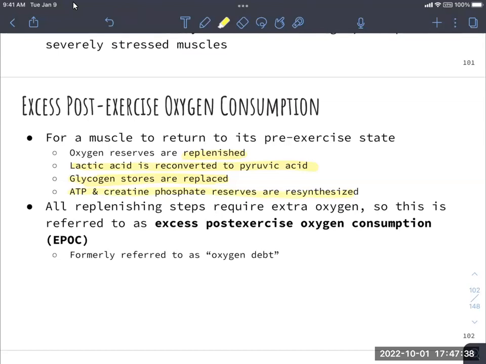And they require oxygen. So that's why you're breathing heavier after you finish an exercise until you get back to that normal pre-exercise state. It is called excessive post-exercise oxygen consumption. It's formerly known as oxygen debt. To me, that's a little bit easier to remember than excessive post-exercise oxygen consumption.